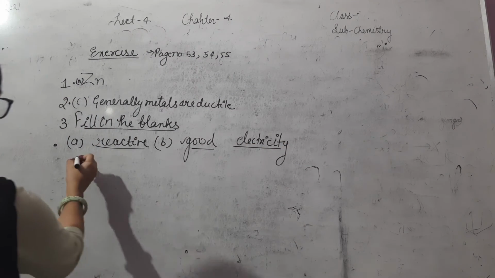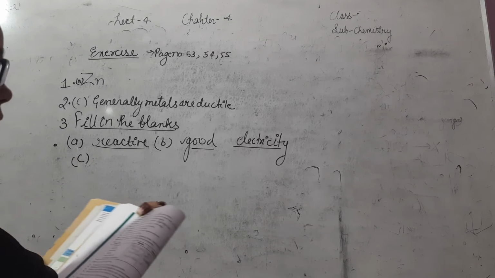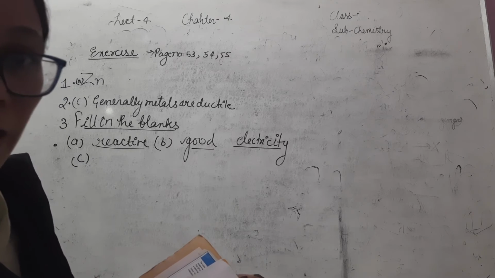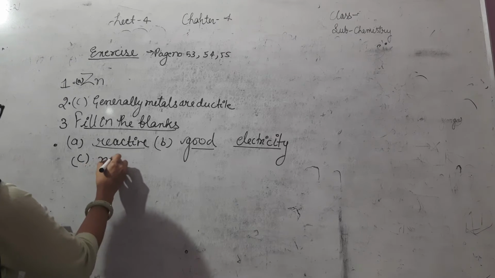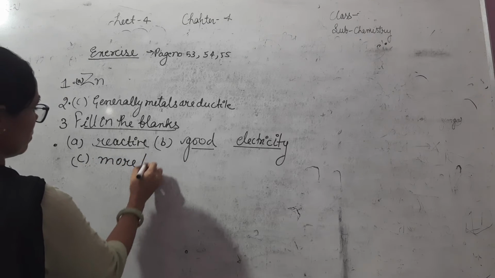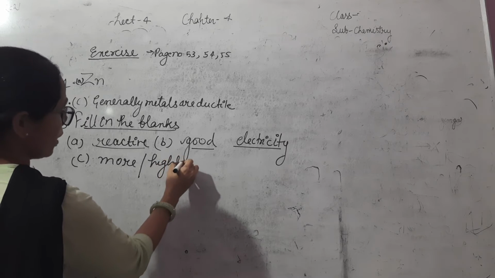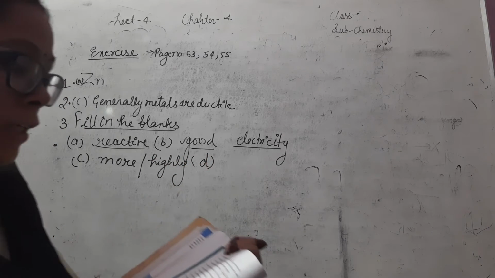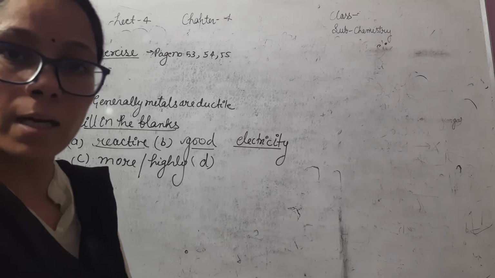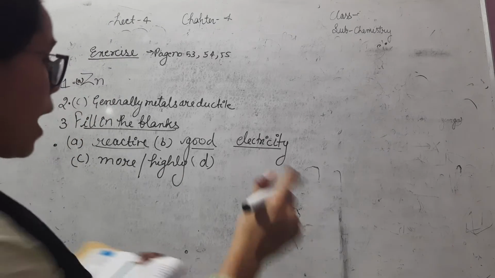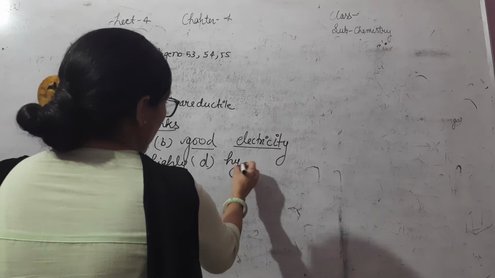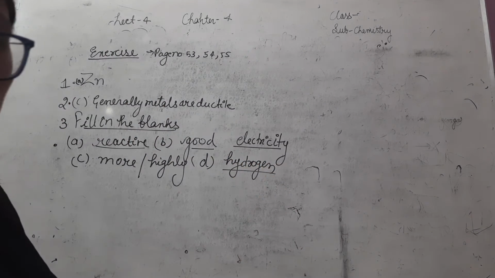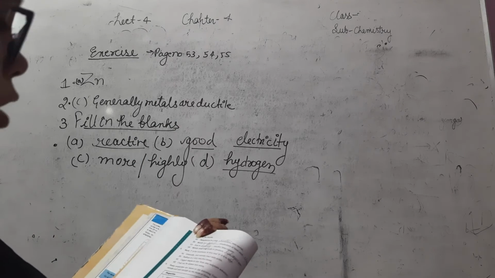C, iron is reactive than copper. Iron is highly reactive, more reactive than copper. More or highly, both you can use. D, metals react with acid to produce hydrogen gas. So, the answer is hydrogen. These are the answers of the fill in the blanks of question 3. Now, 4th question.